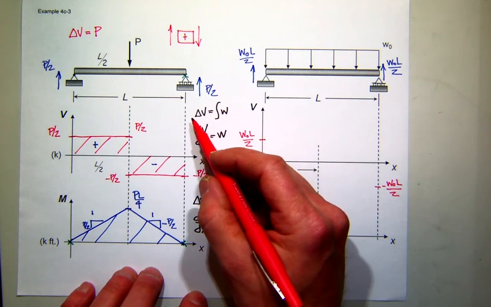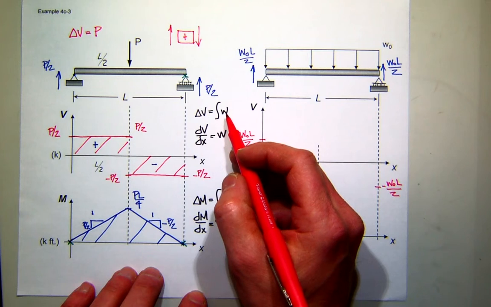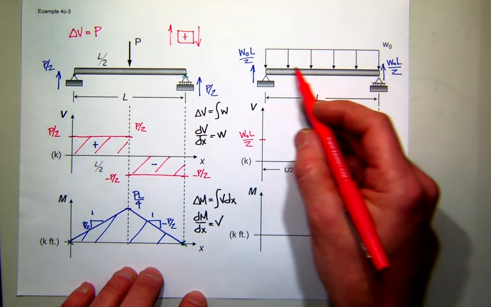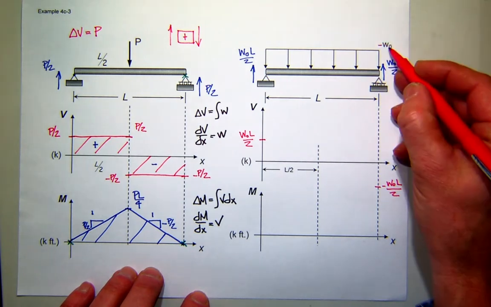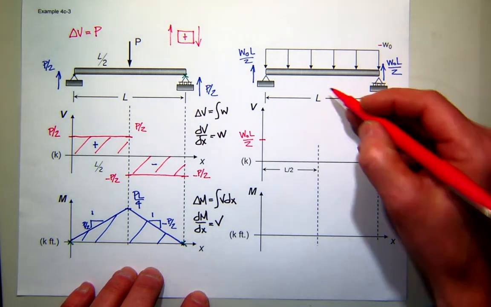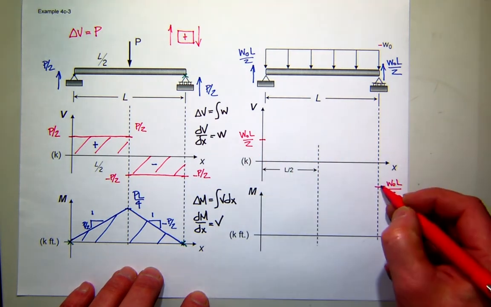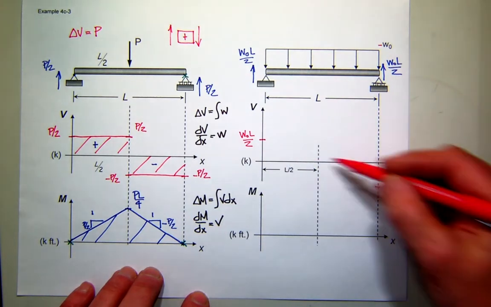Colorful, huh? Okay, so what's the change in shear? It's the area under the load curve. What's the area under our load curve? Remember, this is negative, so it's really negative W naught L. So if I start at positive W naught L over 2 and subtract, I get negative W naught L over 2. Cool.